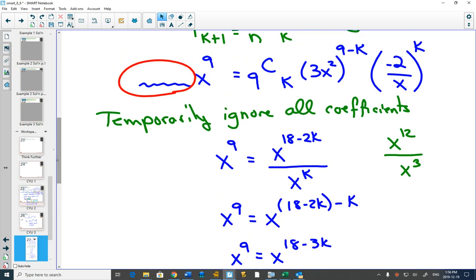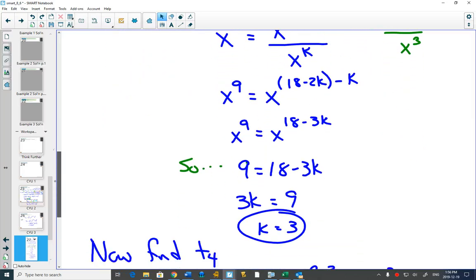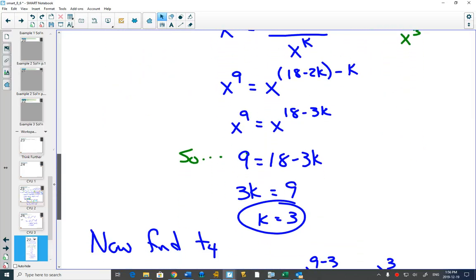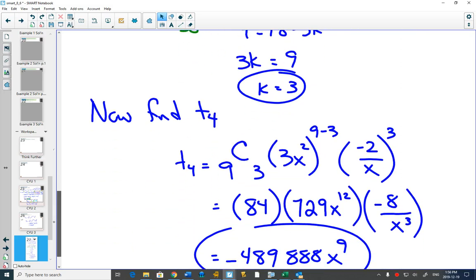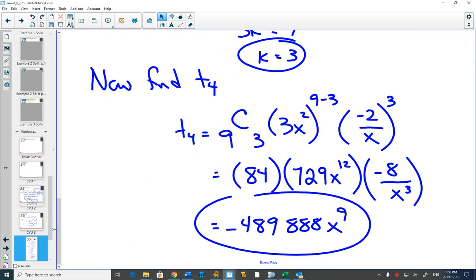And I recommend taking your formula and writing it as a fraction right away if there's more than one x. Then either guessing and checking or using your exponent laws, you solve for k. Once you find k, then you can go back to your regular formula and find the actual term.